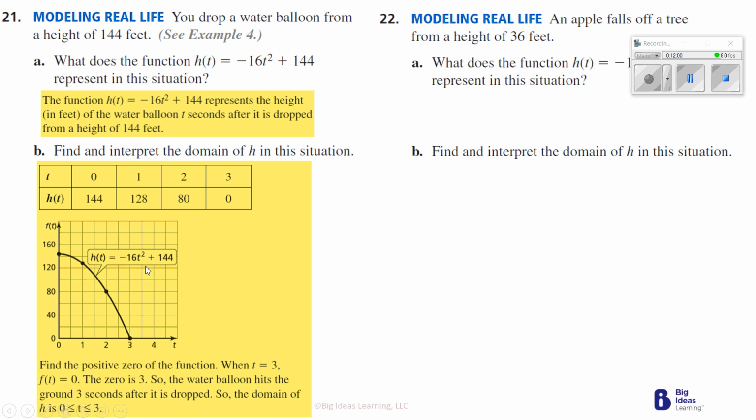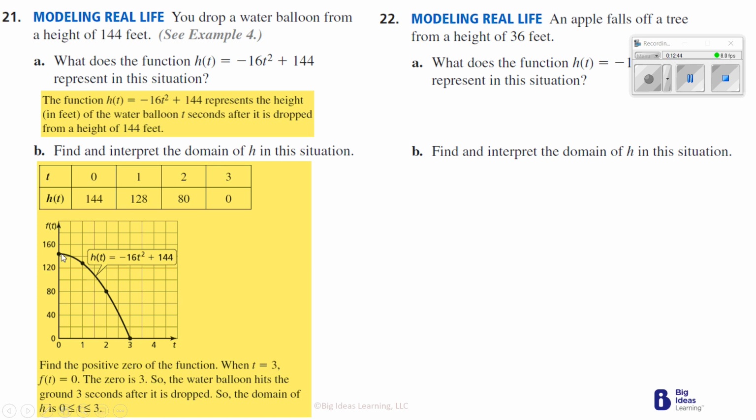So the domain of h, we're plugging in different numbers like 0, 1, 2, and 3 for t. When I do this, I see that I got 144 when t is 0. When t is 1, h would be 128. When t is 2, then let's see, h would be 80. And when t is 3, then f of t is going to be 0.